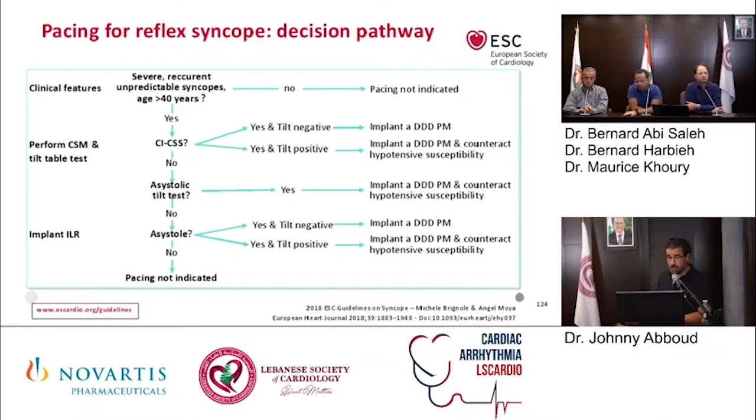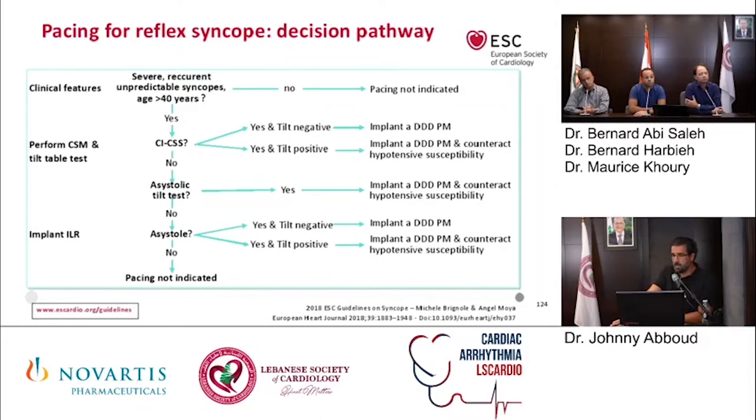If you don't have an asystole on the tilt table test, you can implant the implantable loop recorder. If you have asystole with the implantable loop recorder, like we saw with our patient, so our EKG we saw bradycardia and significant pauses, if he's more than 40 years old, even if we know that it's vasovagal, if it's more than 40 years old, very symptomatic, very frequent, we can consider implanting the pacemaker.